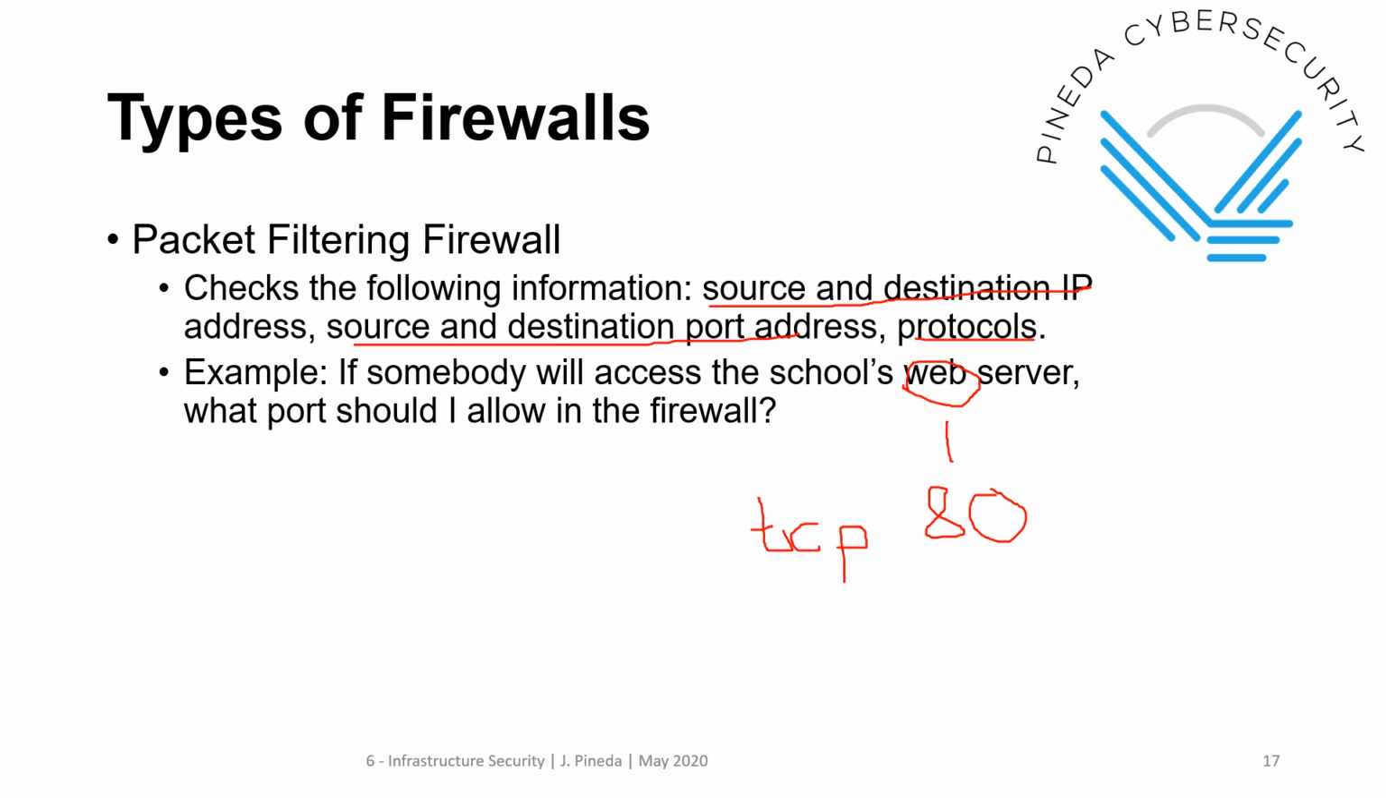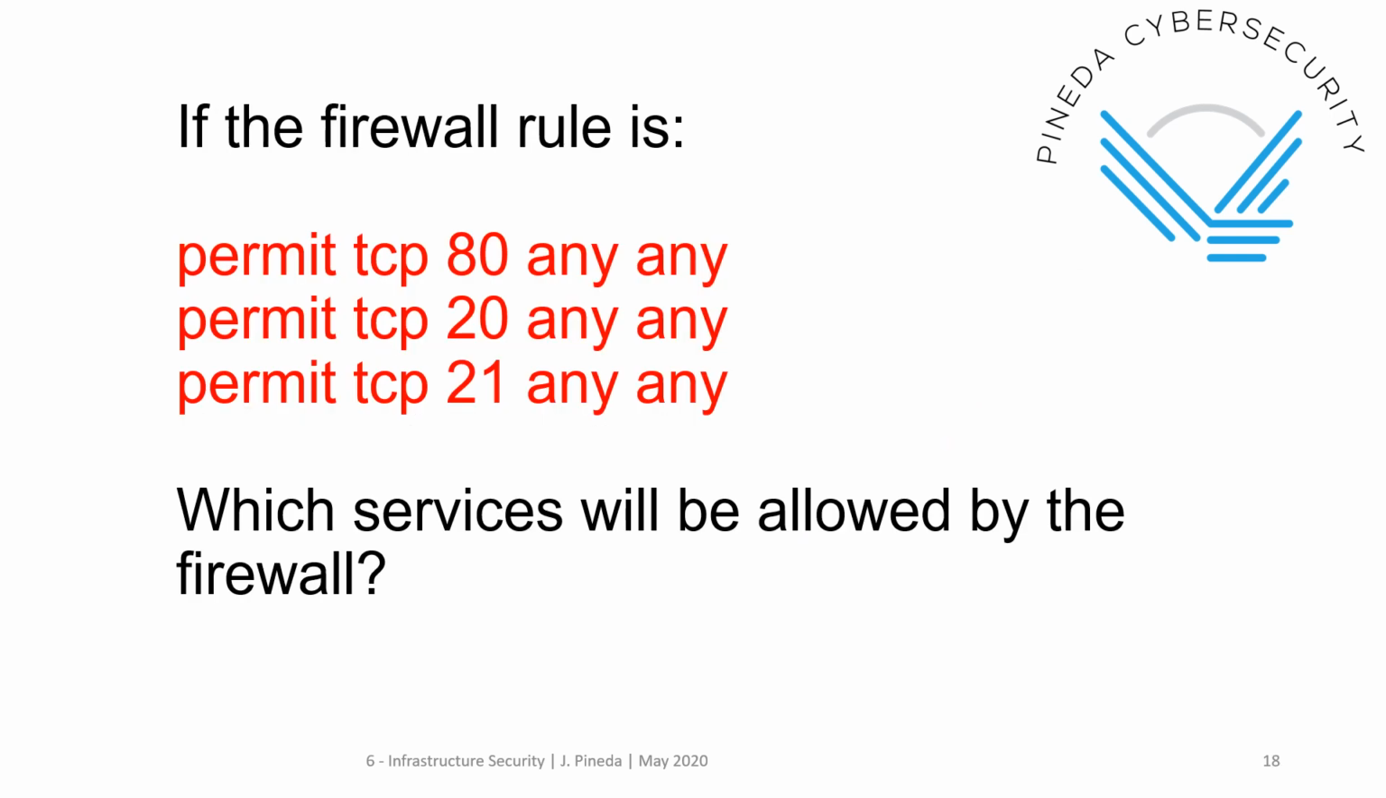Or if it's using secure web, it's port 443. But in this case, it did not specify, so it will allow port 80. Okay? Now, let's have this type of rule in the firewall. So if there's a firewall rule that says permit TCP/80 any, permit TCP 20 and 21, which services will be allowed by the firewall?